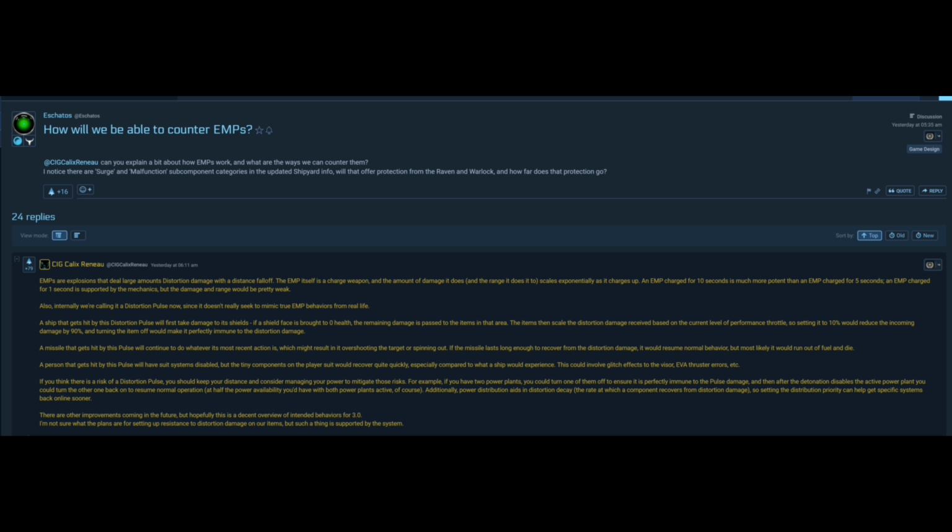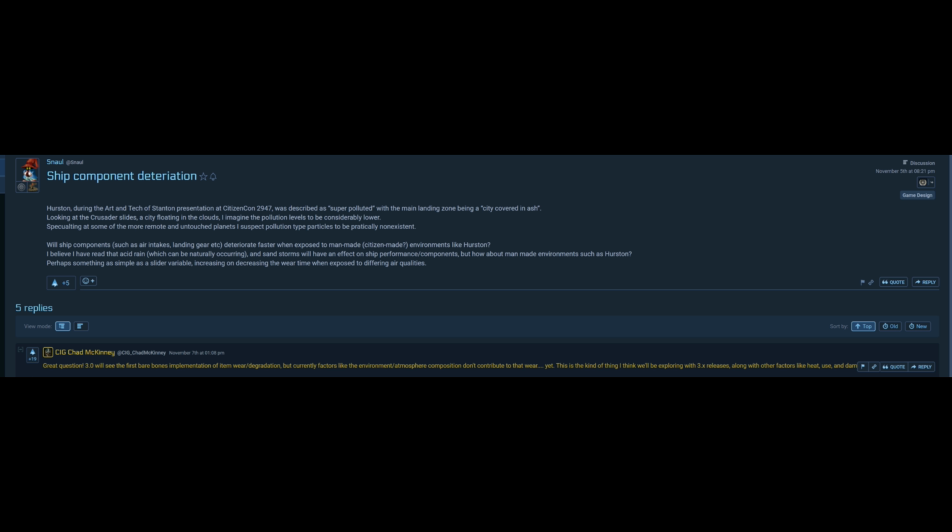Next thing was from Spectrum. We had Ask the Devs section that I was poking through, and they had a good question here about how EMPs are going to work. Now, EMPs will actually do distortion damage. That's how they're going to work out what does what to components. Now, you can shut components down, so they'll take zero distortion damage. And for example, they can knock out shields. Shields have a resistance to that distortion damage, and so do other components. Depending on how you manage your systems, that determines how effectively you'll be able to counter EMPs.